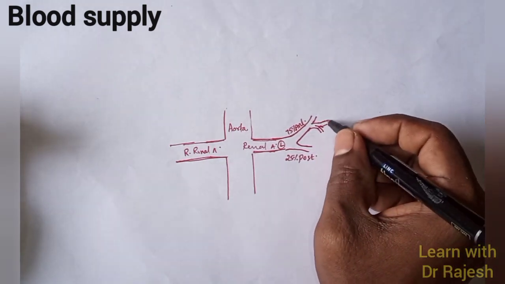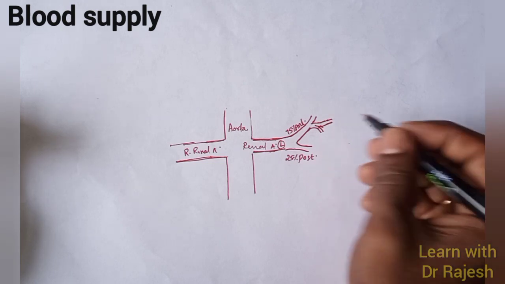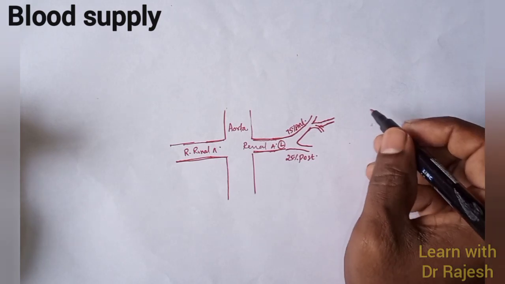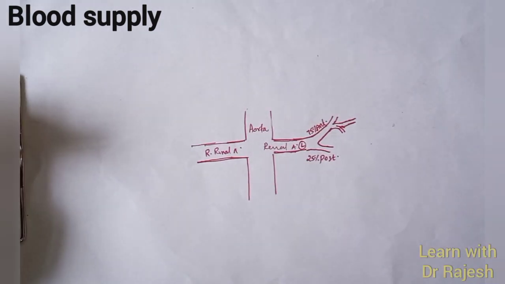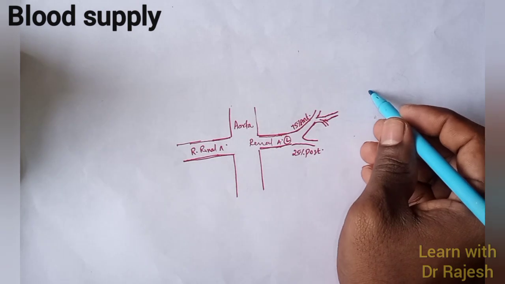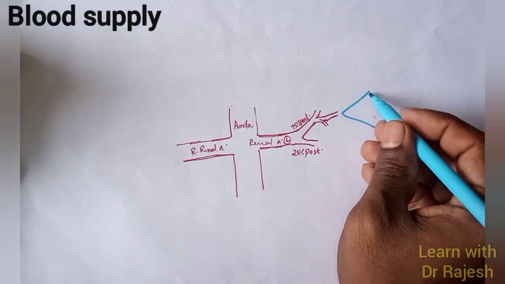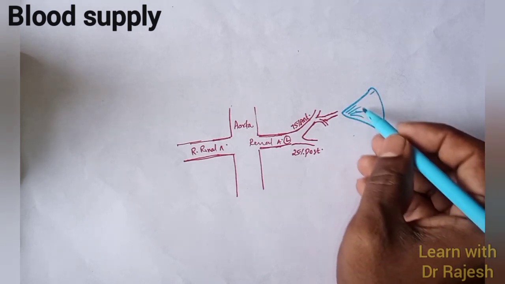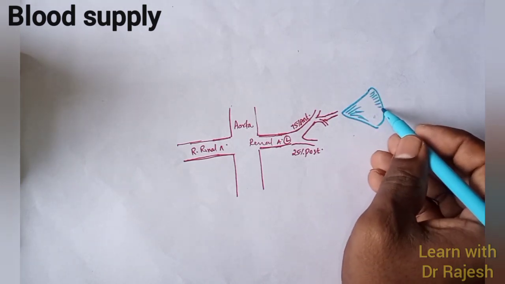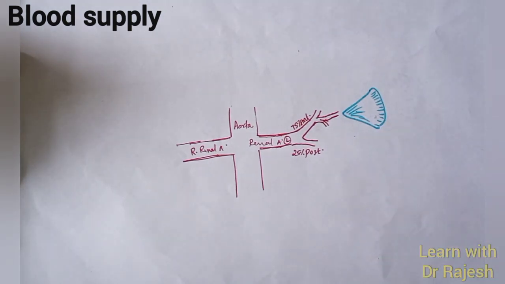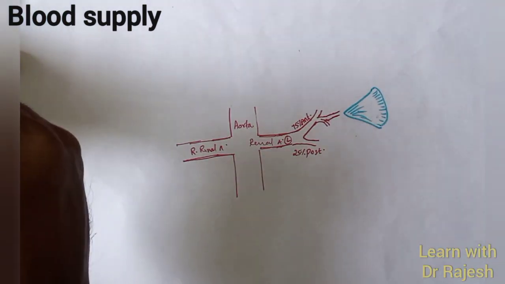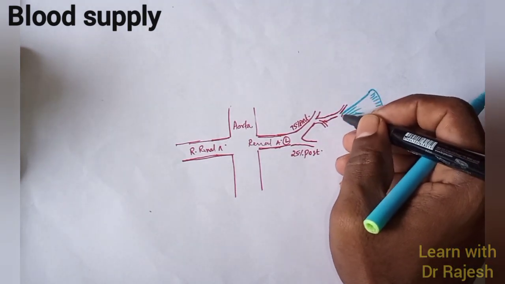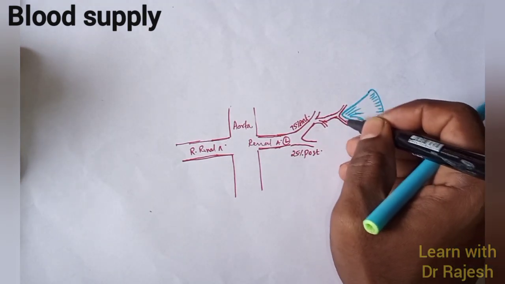From the segmental branch, once it reaches near the renal pyramids, so now we will draw the renal pyramids. So this is one renal pyramid which I have drawn. As it reaches near the renal pyramid, it is going to divide into interlobar branches. So this is one interlobar branch, this is another interlobar branch.